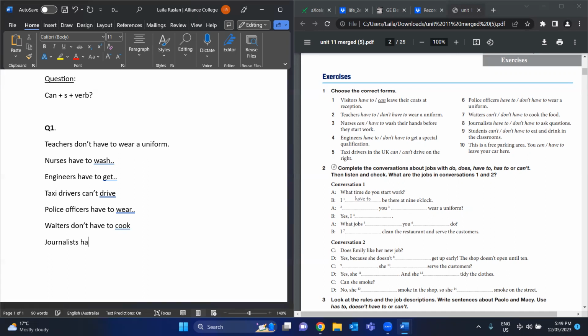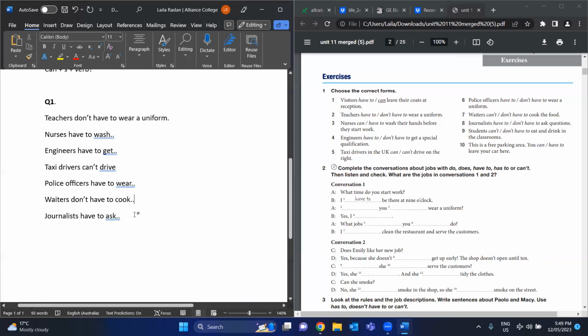Journalists. Yeah, they have to ask questions. Yeah, because it's important. They have to ask, because that's their job. That's the point. It's important. They must. Very important. You need a story. You need to report what's happening. So they have to ask questions.